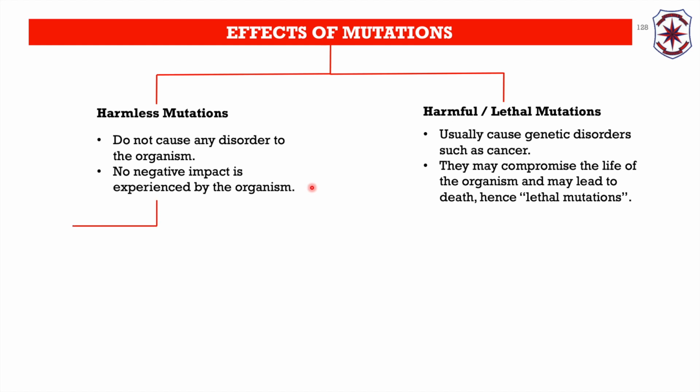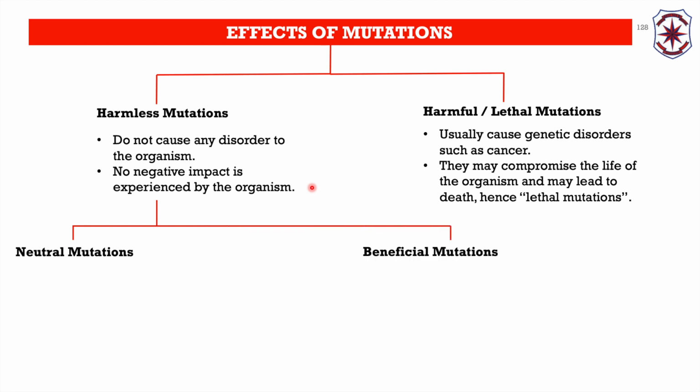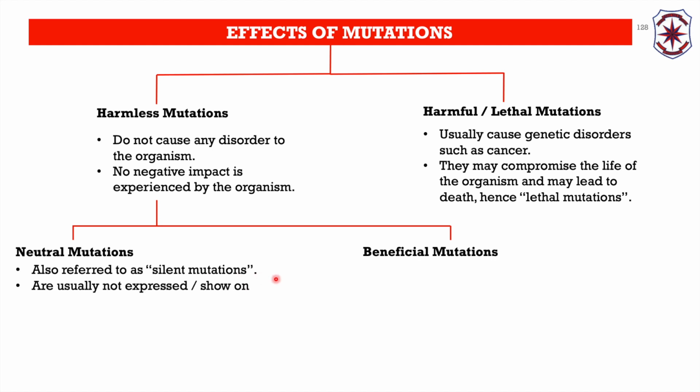So with these types of mutations, we have two more effects. One is that there might be a neutral effect. We call those neutral mutations, or they might be beneficial. Okay, the effect might be beneficial, meaning providing something that is going to add value to your life. We call those beneficial mutations. With neutral mutations, these are also called silent mutations. They are usually not expressed. By expressed, we mean they are not shown on the organism's body.